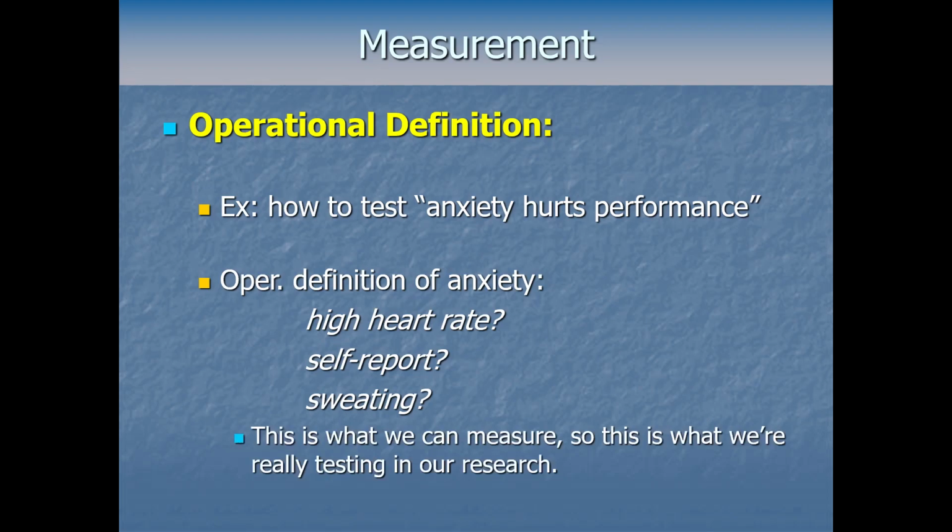The important thing is to realize whatever we choose here, that is what our study is really testing. So we might think of it as anxiety, we might call it anxiety, we might publish a paper and say it's about anxiety and performance. But when it comes down to it, we only studied anxiety to the extent that our chosen measure actually tracks anxiety and not something else. After all, people get a high heart rate for non-anxiety reasons too, and people sweat for all sorts of reasons.